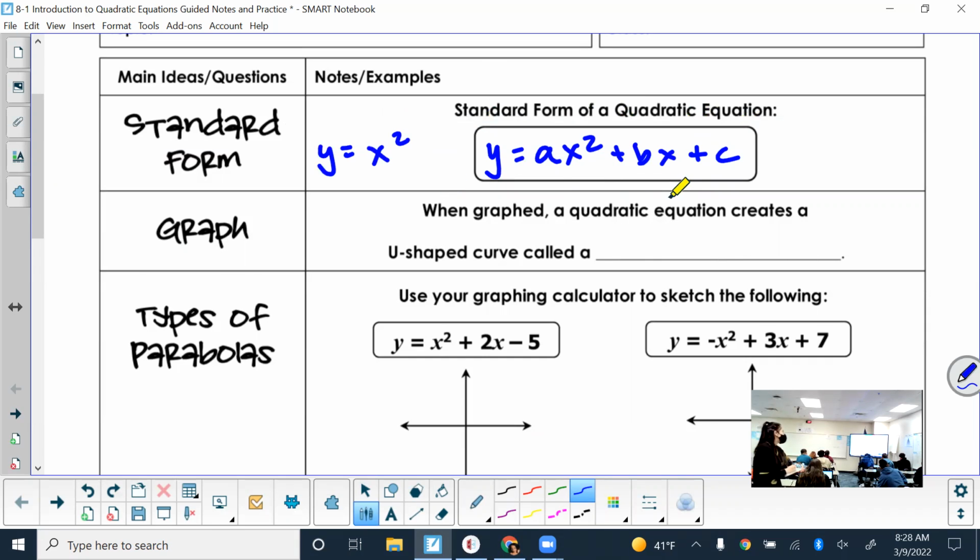When graphed, a quadratic equation creates a U-shaped curve called a parabola. The graph is called a parabola. So that x squared causes the graph to either look like this or like this. So it's a U-shaped graph called a parabola.